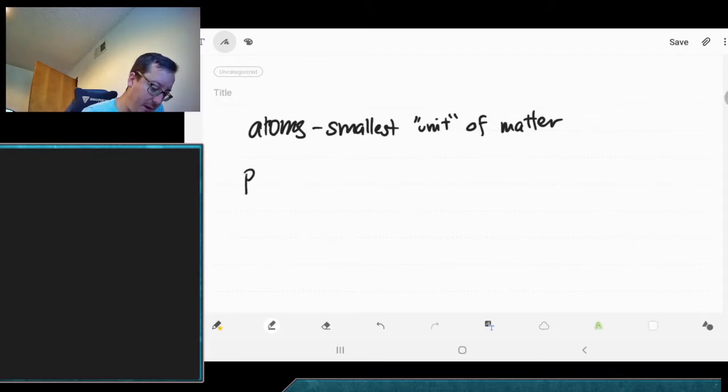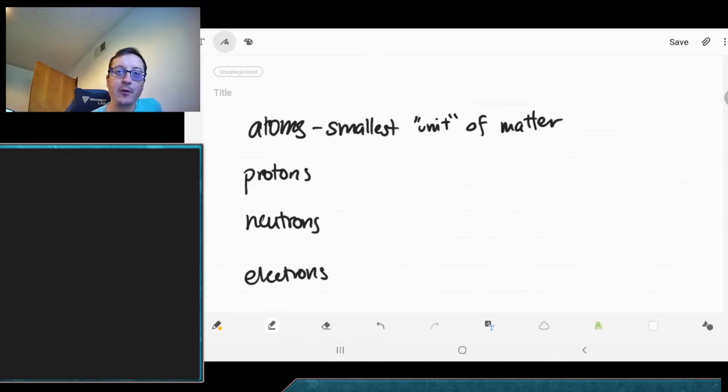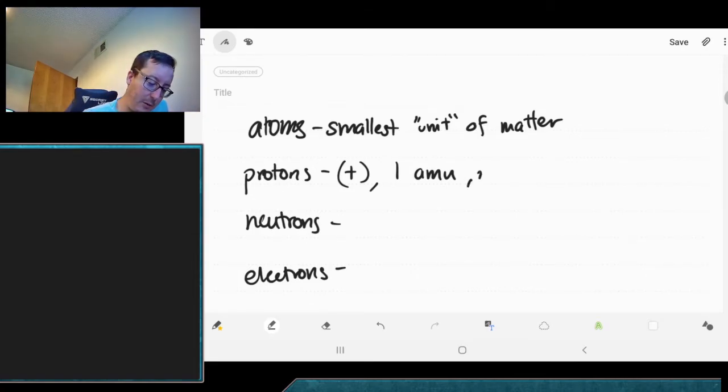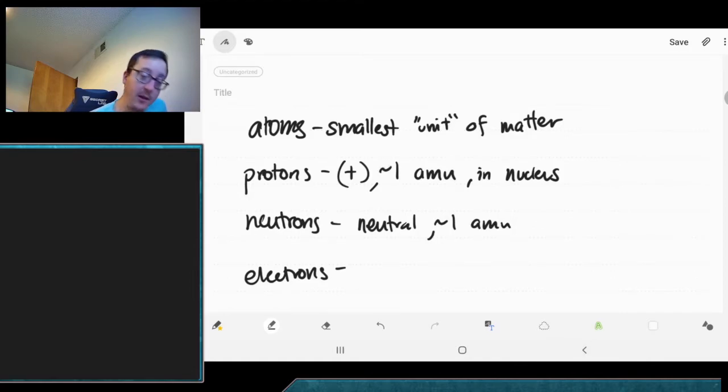We know that atoms are made of protons, neutrons, and electrons. And those are called subatomic particles. We see that protons are positively charged. They have a mass of about 1 AMU, 1 atomic mass unit. And they're in the nucleus of the atom. We know that neutrons are neutral, about 1 AMU. They're a little bit more massive than protons are, but that's neither here nor there.